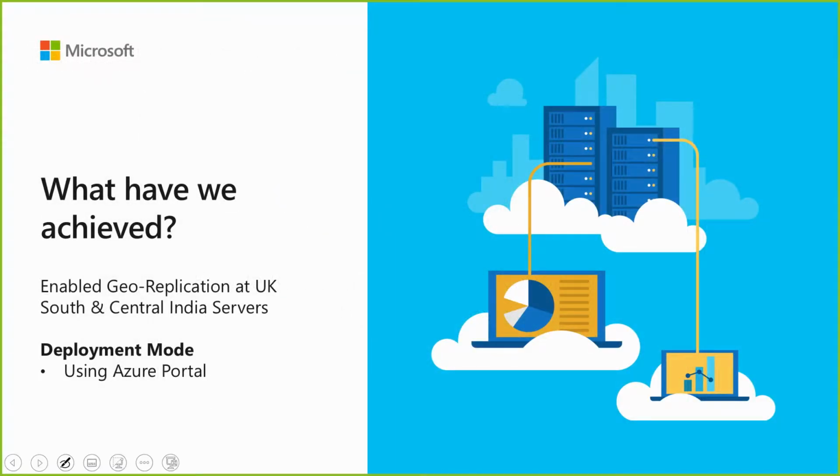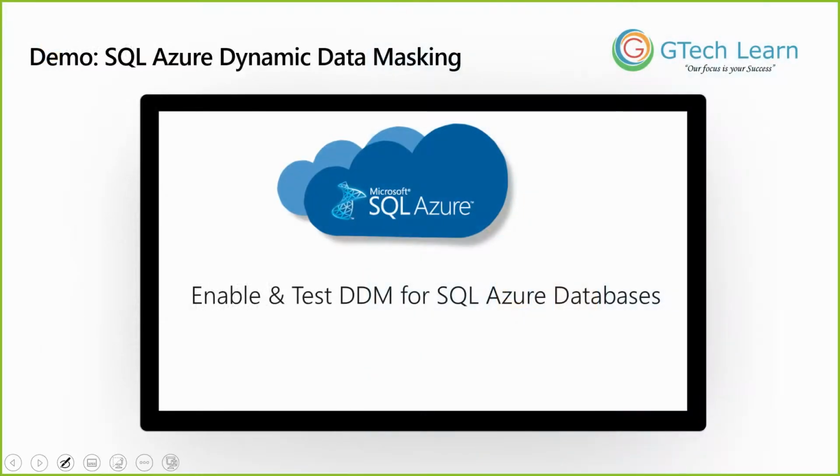Coming back, what we did, guys, I enabled Geo-Replication at UK South and Central India servers. My primary was US East, and we did it from the Azure portal itself. I can do it from PowerShell, CLI, ARM template. That's okay. Coming to the next segment, guys, we are talking about the next set of demonstrations, which talks about what dynamic data masking is, how it works, and how we start utilizing that.